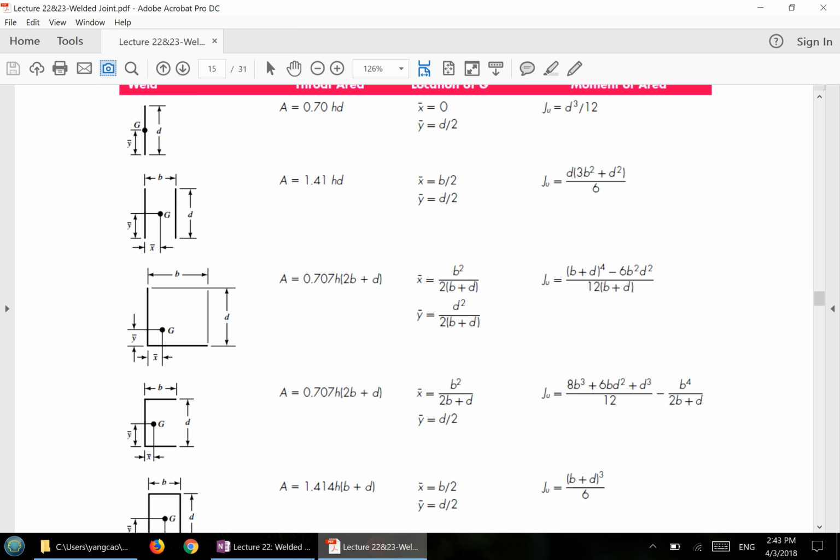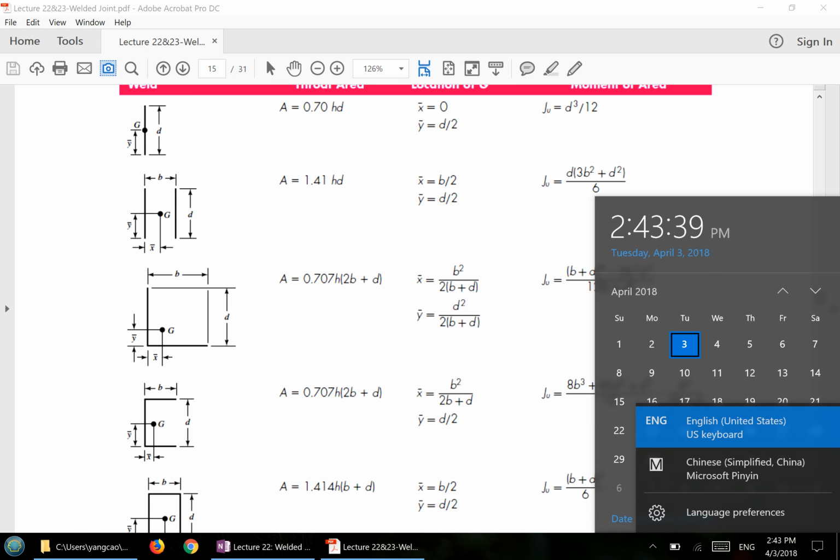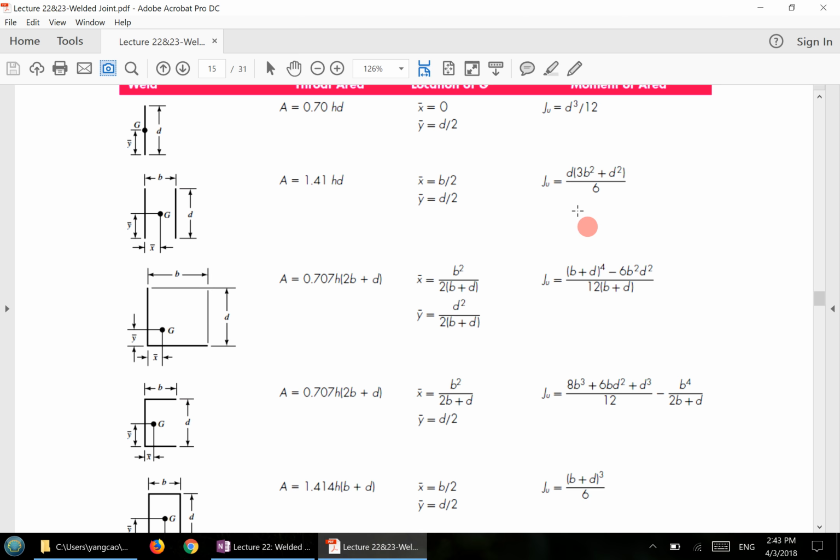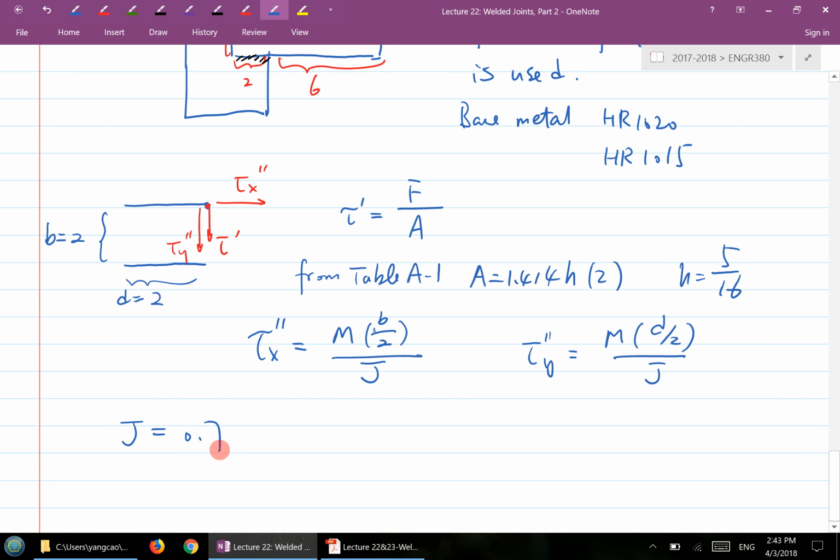So the G value from the table is here. This is your G value, the GU value. But we multiply this value with 0.707 H to this point here. So 0.707 H times GU, and GU equals D times 3B squared plus D squared over 6. Okay, over 6.